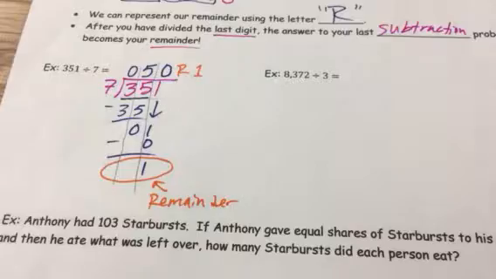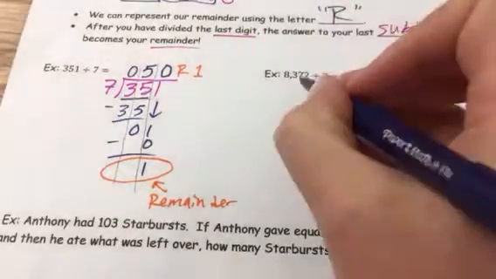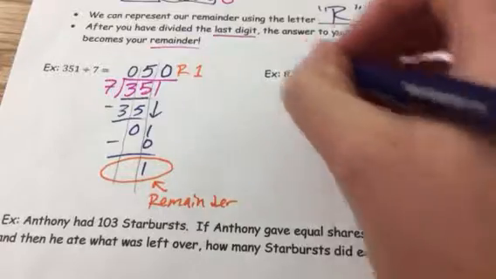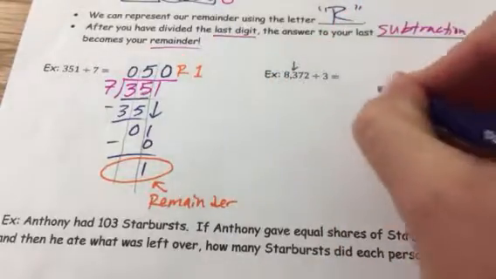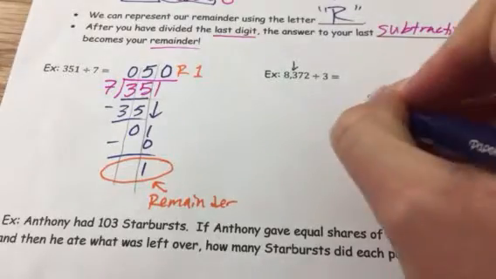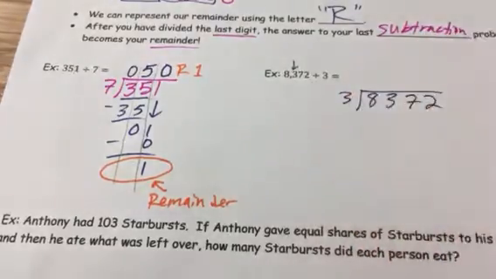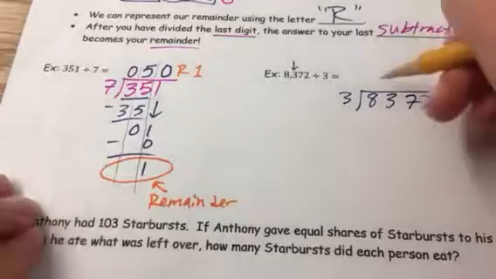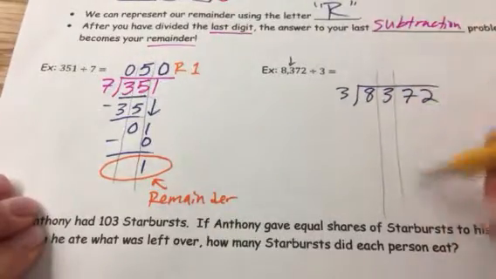Let's take a look at another example. 8,372 divided by 3. This is my dividend, so that will go inside of the long division symbol. I'm going to space them out just so that I'm not cluttered, so I don't make any mistakes. Got plenty of room. Let's use it.